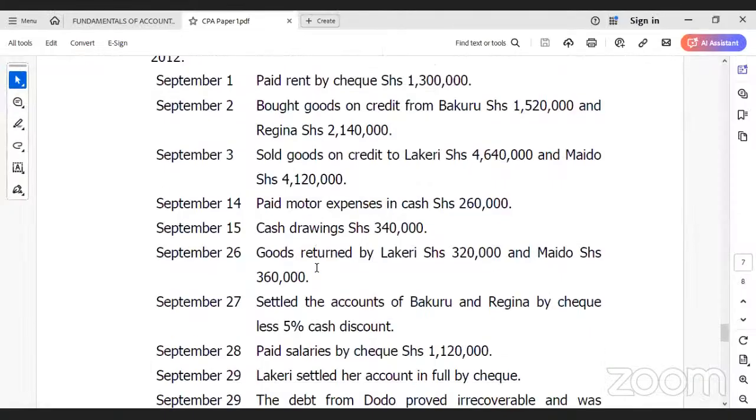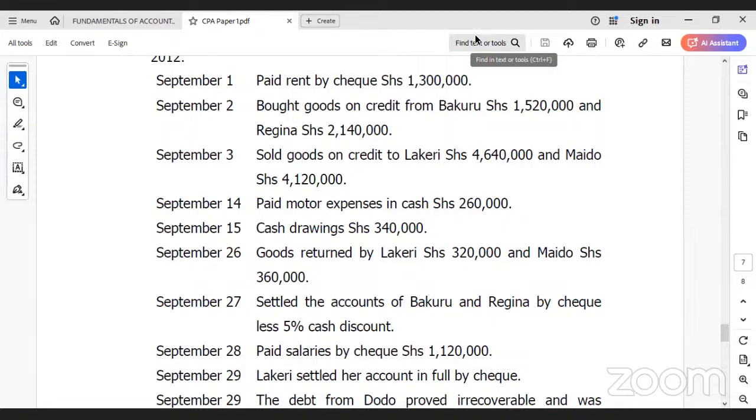Kathy, you can read the first transaction. On 1st September, paid rent by check, shillings 1,300,000. Remember, when we are recording these transactions, we should follow the double entry rule, that as we debit, there should be a corresponding credit. So if they paid rent by check, shillings 1.3 M, what do you think are the double entries for this?